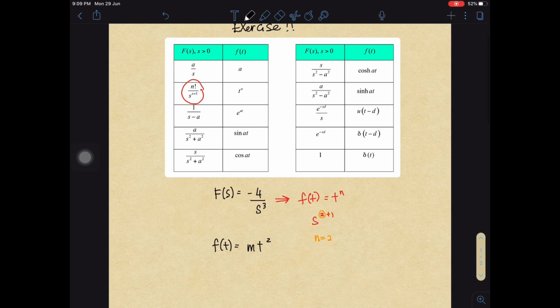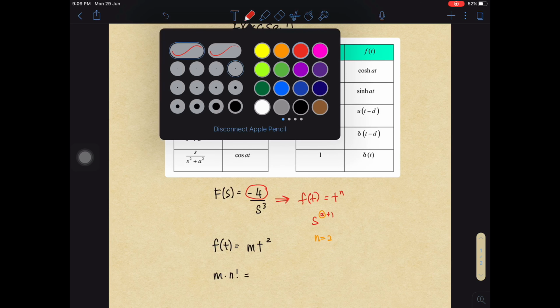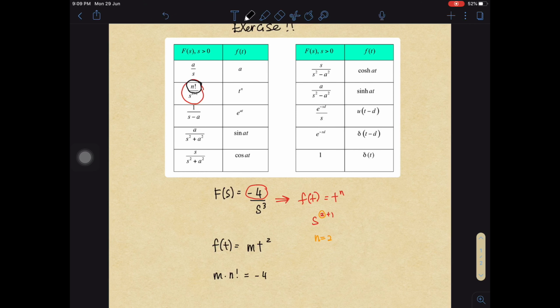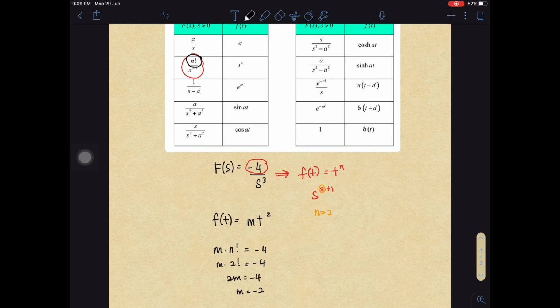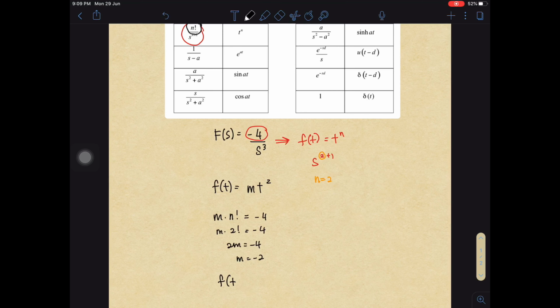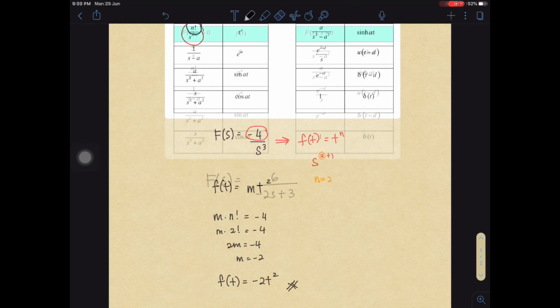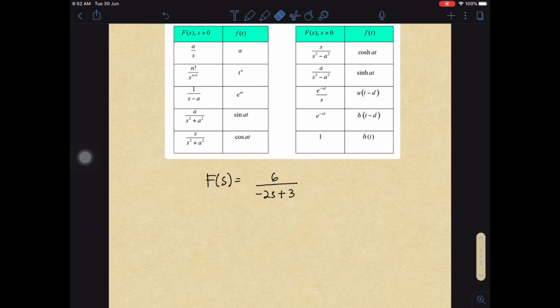So how to find the value of m? You need to multiply m with the numerator of your formula, which is n factorial, and it must be equal to the numerator that you have in your function, which is -4. With n equal to 2, you have m times 2 factorial equal to -4. So 2m is equal to -4, therefore m is equal to -2. Your final answer for f(t) is -2 t to the power of 2.